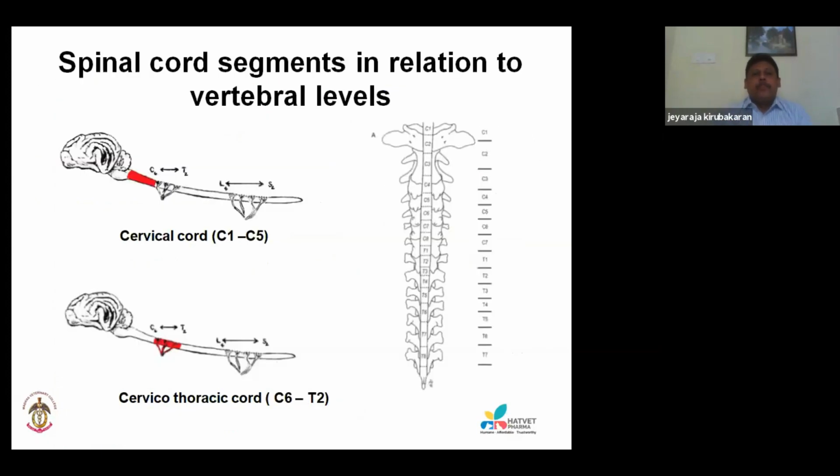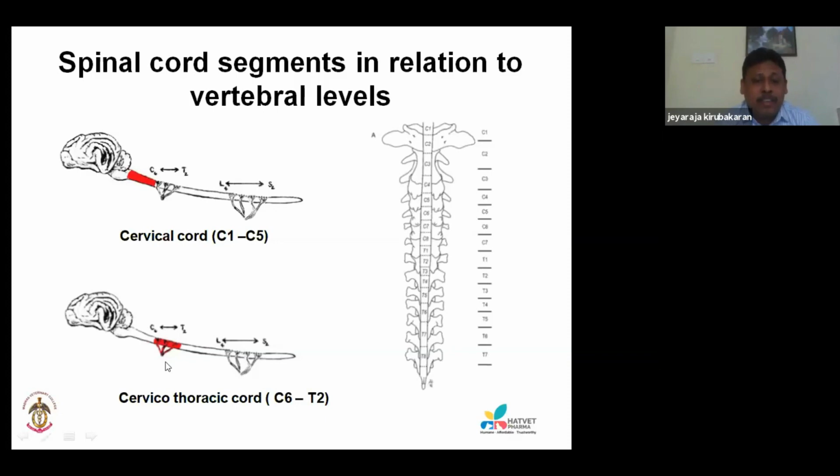Okay. So this is just to correlate your spinal cord and the vertebrae. See here, it is not actually equal. The spinal cord segments and the vertebral segments are not quite equal. You see here it is T8 and it is T7 of the vertebrae. So in that way, a spinal cord is always ahead of the vertebrae. So what you see here, the red marked one is the cervical cord, which is C1 to C5. It has UMN, that is the axons for the forelimbs as well as hind limbs. UMN is here.